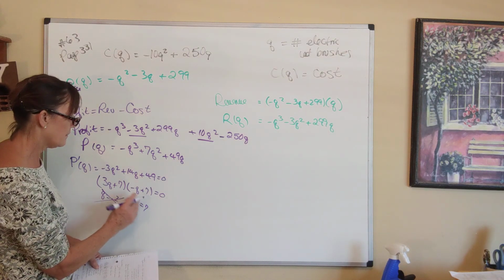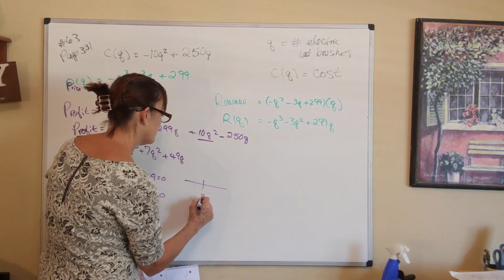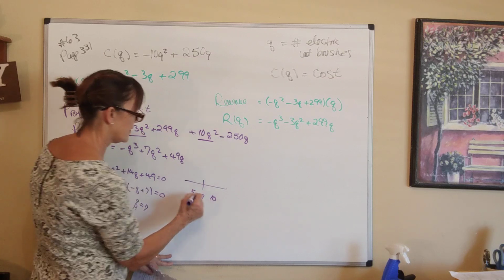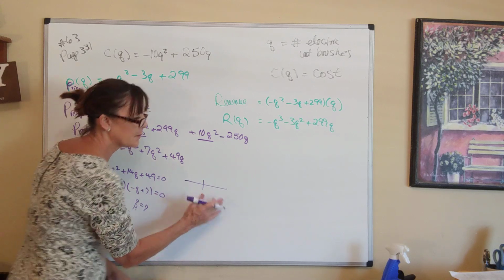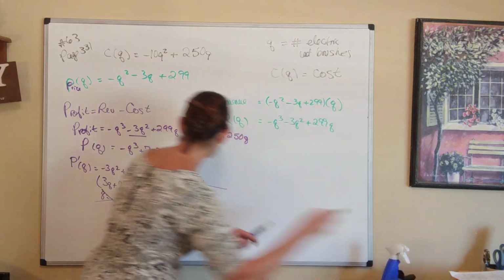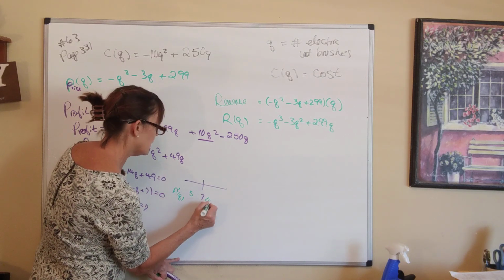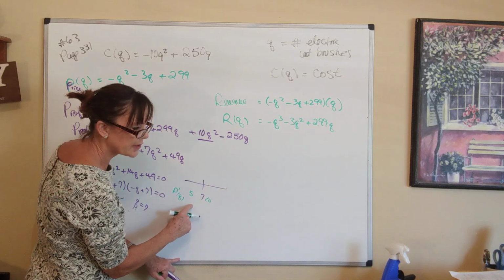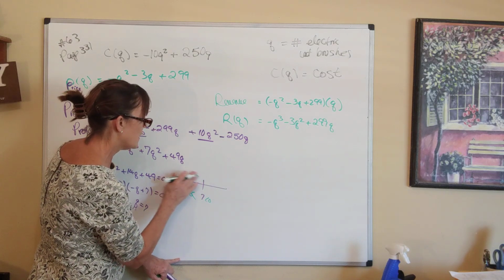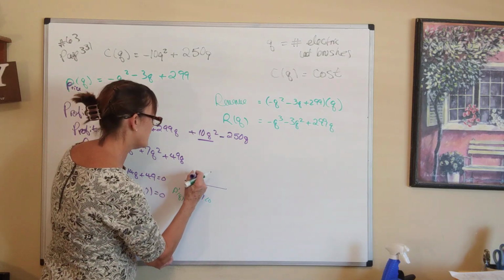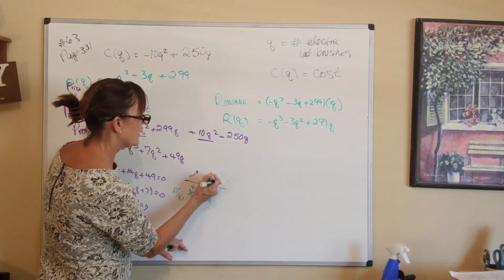So when I test the 7, I put in something lower than 7 and higher than 7, like 5 and 10. I put those into the derivative, P prime of Q. When I put in the 5, I got a positive, which meant that the profit function is increasing right there. And when I put in 10, I got a negative, which means that the profit function is decreasing.